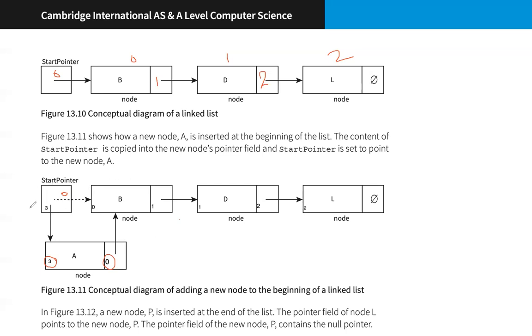And I update my start pointer to have value 3 in it, telling everybody that now this third node will be the first node in this linked list. And that third node will use 0 to follow this node, and everything else will be the same as before. So that's one way of using a linked list to add an element at the start.